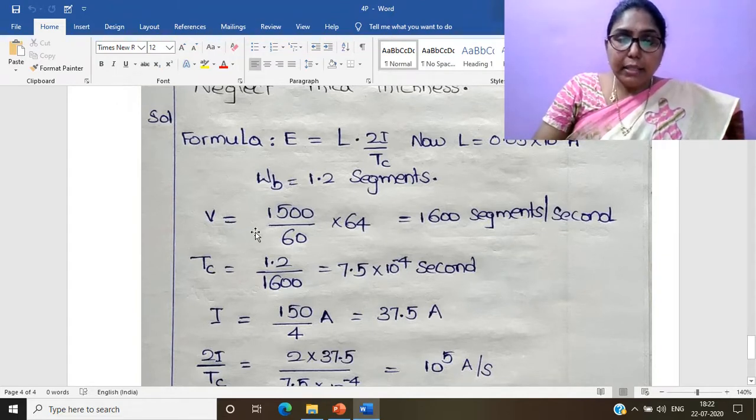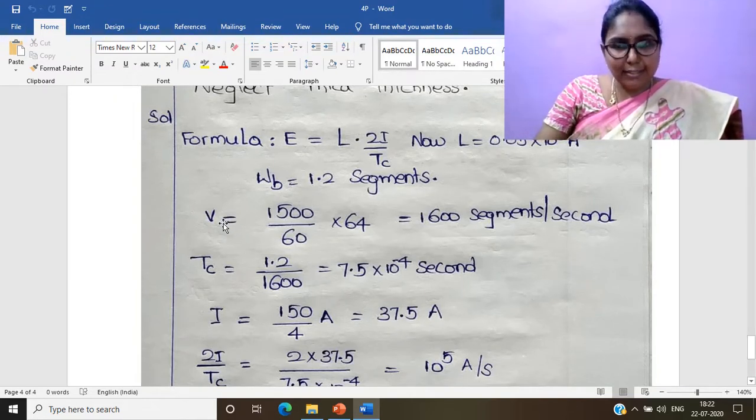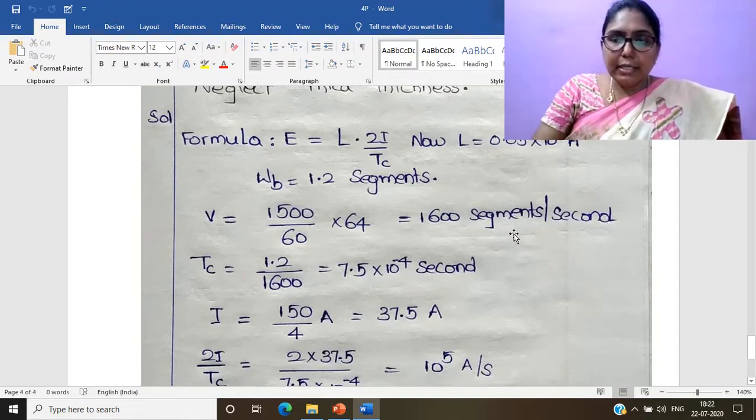They have given the speed, right? So 1500 RPM by 60 into 64. So we can calculate the peripheral velocity, which is 1600 segments per second. So all are in the required units; we calculated the peripheral velocity here.